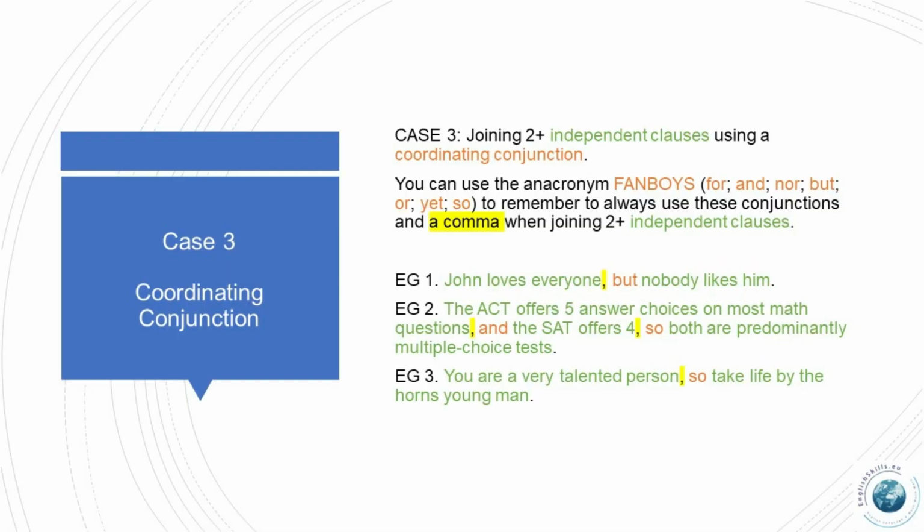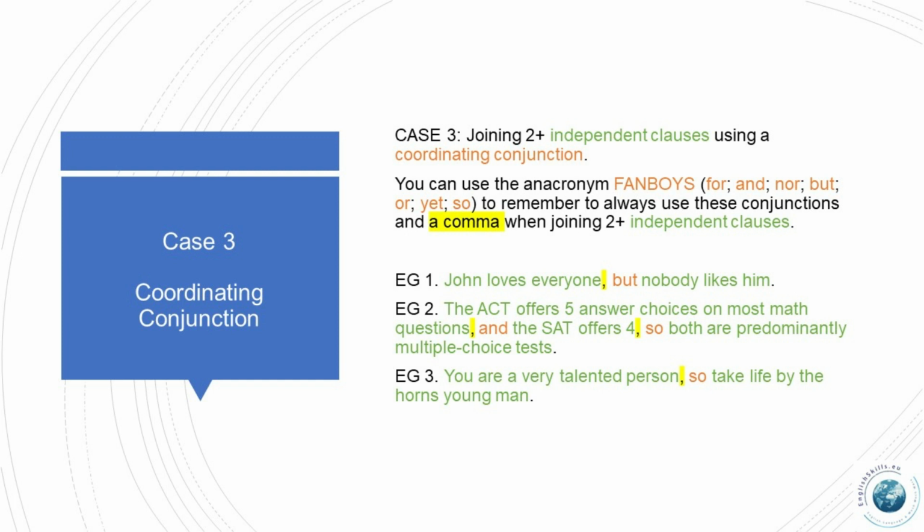This time, case 3, joining two independent clauses using a coordinating conjunction. Don't get scared about this. A conjunction is just a type of connector. We have the acronym FANBOYS: for, and, nor, but, or, yet, so. Remember them. When you remember to use these conjunctions, you should remember to use them with a comma when joining together two independent clauses. If they're dependent, it's a different story completely.